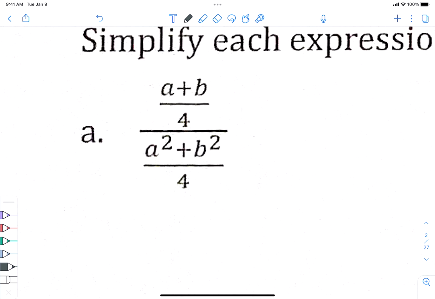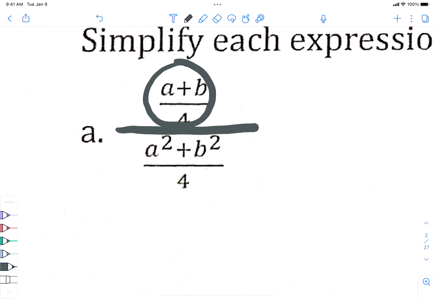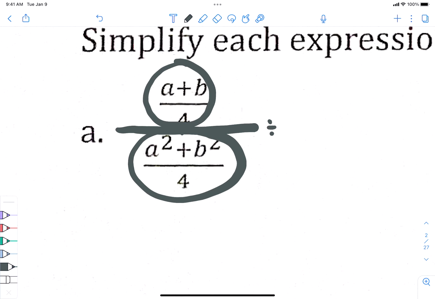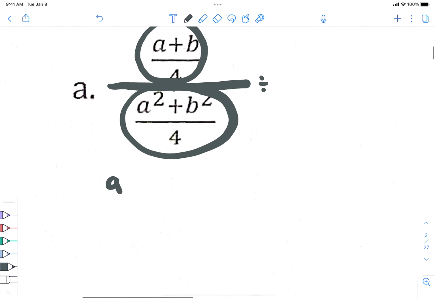So here's the deal. We have a fraction here. Do you see this fraction? And what's this bar doing? Divided. That's a fancy way of saying divided by. And then we have another fraction. So we just have a fraction divided by a fraction. And what do we do when we have a fraction divided by a fraction? Keep, flip. Yeah, we keep flip.